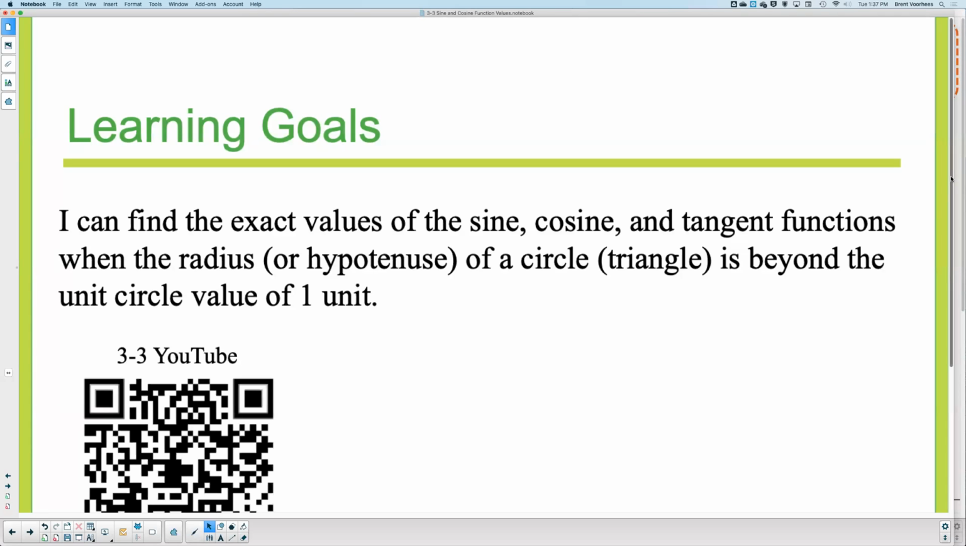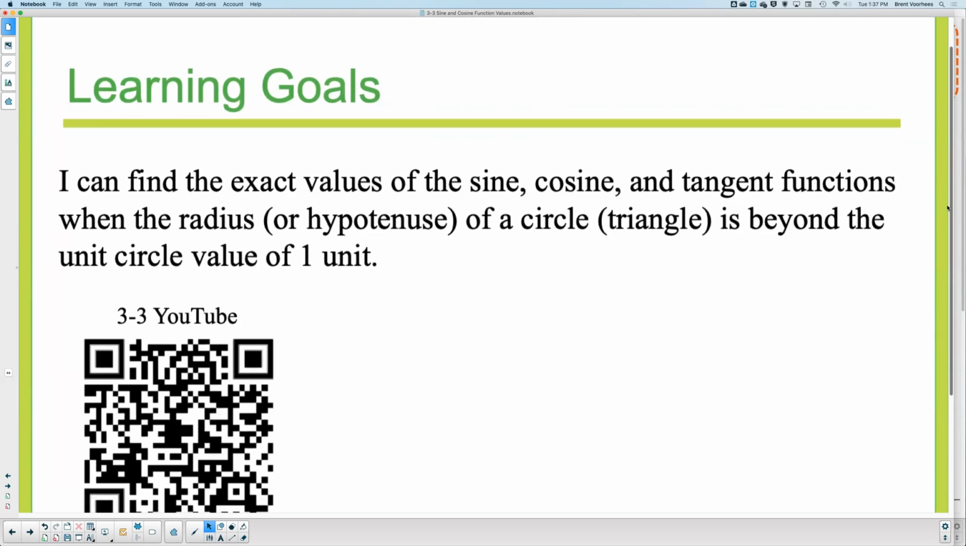Unit 3, Lesson 3. What are we finding today? Today, the lesson is about finding the exact values of sine, cosine, and tangent. And specifically, how this is different from last class is last class we dealt with exclusively a unit circle. The radius was always 1. Today, we're going to look at what happens when the radius is not 1.